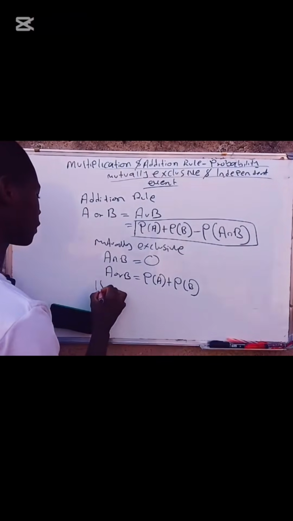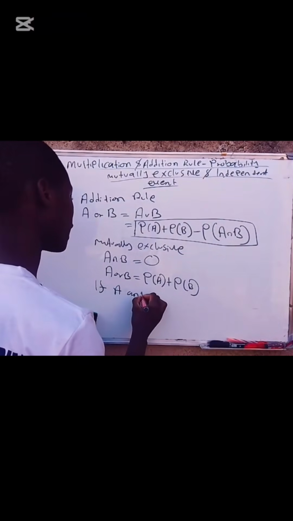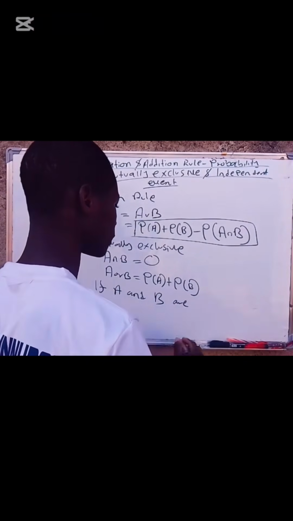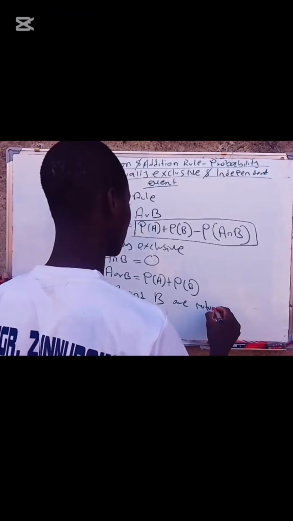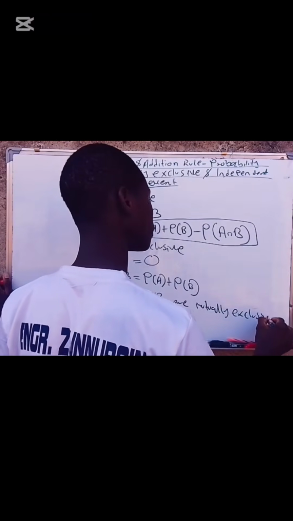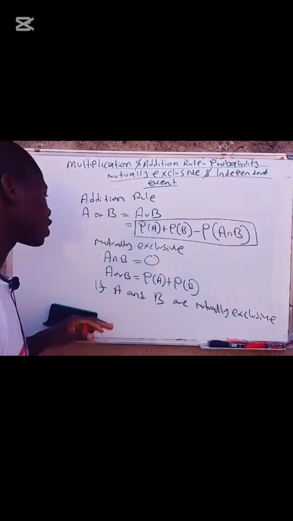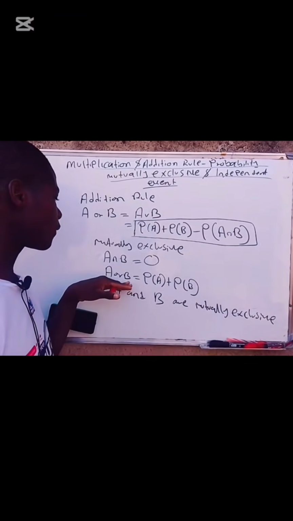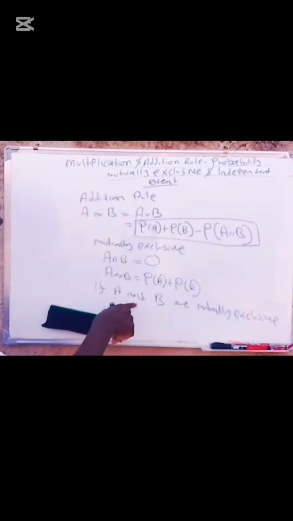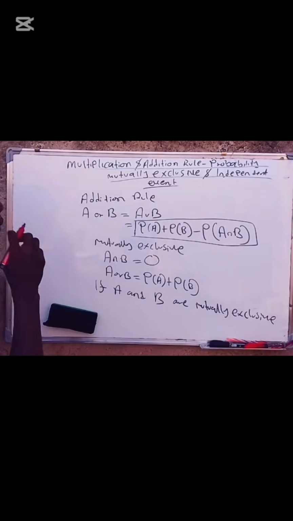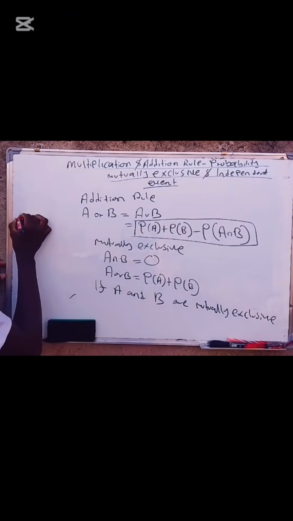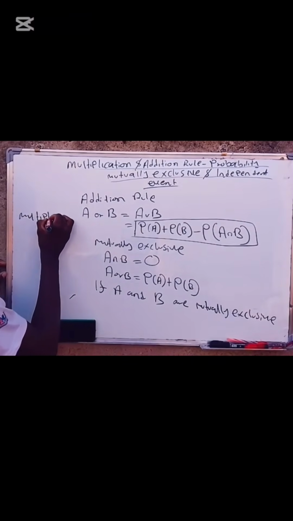If A and B are mutually exclusive, then this should be 0, and therefore A or B should now be the probability of A plus the probability of B. So if we take a look at multiplication, let's say we have the multiplication rule.